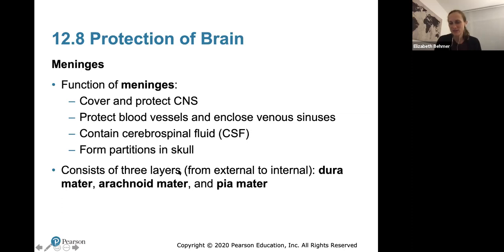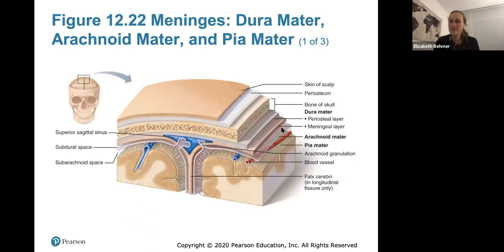And they consist of these 3 layers from external to internal. You have the dura mater, the arachnoid mater, and the pia mater. And these are shown here. If we look at the skin of your scalp, the periosteum is the connective tissue covering the bone, and then the bone of the skull, let's say this is your parietal bone. Then we get into the dura mater, which has 2 different layers, the arachnoid mater, and then the pia mater. So those are the meninges in order.